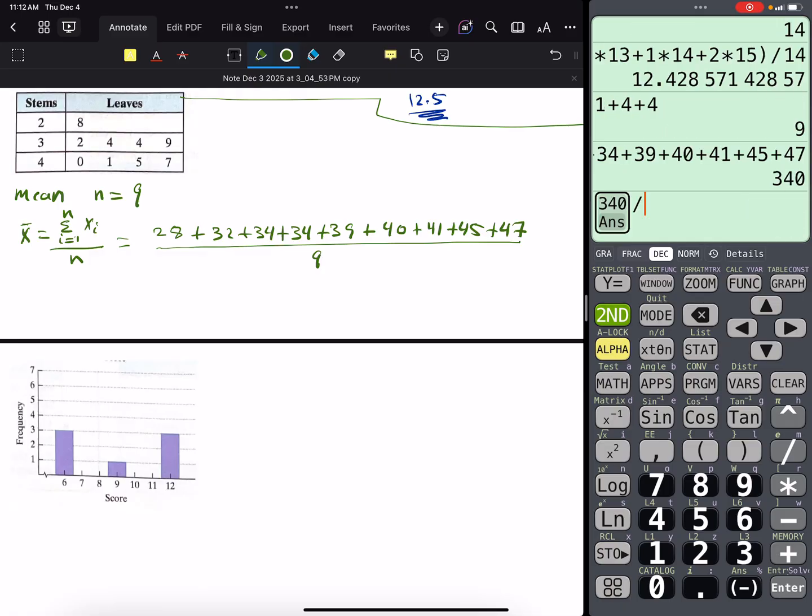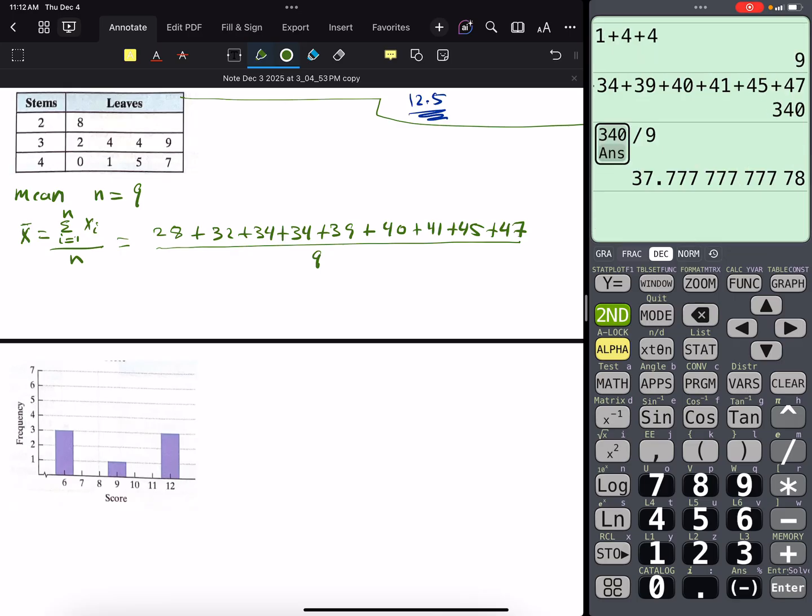Then we'll divide that by the number of data points, which was 9. And I'm going to get 37.7. So that's going to equal 37.7 repeating.